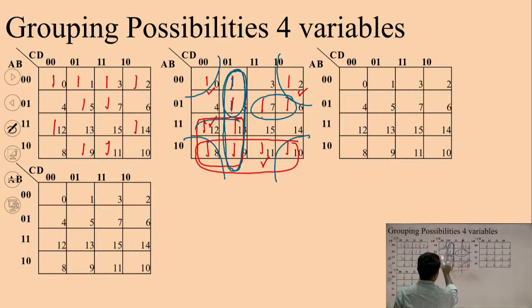Okay. So that means there are how many quads? One of these square quads, then this horizontal quad, the third one, and the corner one. So 4 quads are there and 1 pair is there. Okay. 4 quads and 1 pair.